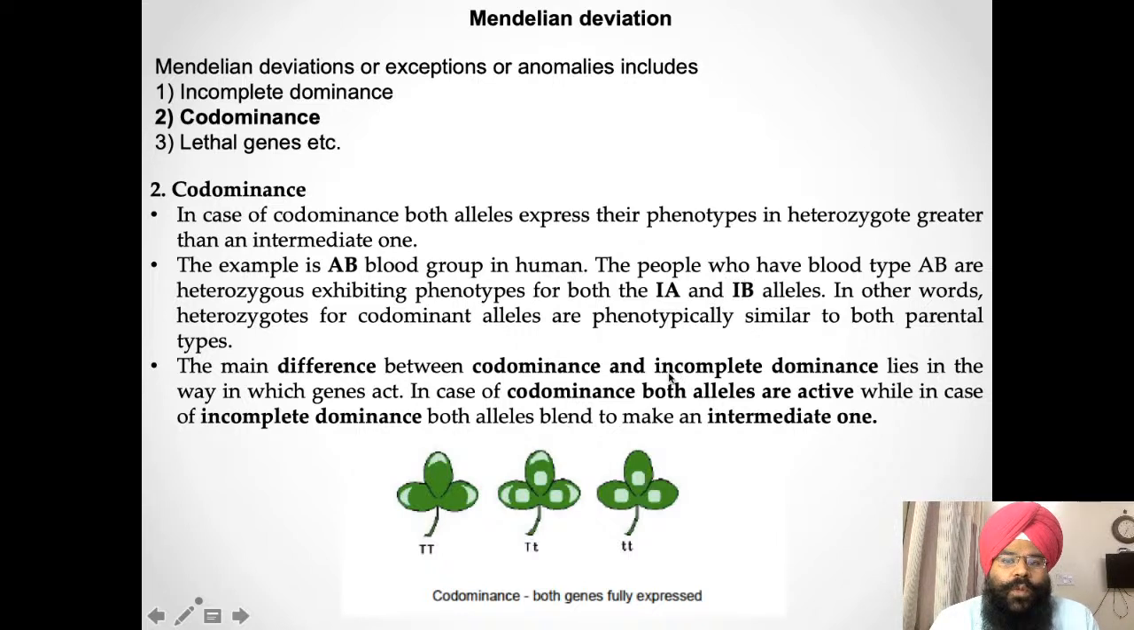The main difference between codominance and incomplete dominance lies in the way the genes act. In the case of codominance, both alleles are active, while in the case of incomplete dominance, both genes blend together to give an intermediate one. Like we have capital T and small t. In the one with capital T and small t, both will be expressing. Here is an example. We have these designs showing that this is one phenotype and this is the other phenotype, and both phenotypes will be present and both will be fully active, not partially. But in incomplete dominance they were partially active, so there was a blend of genes, a mixture of both. That's the major difference between incomplete dominance and codominance.